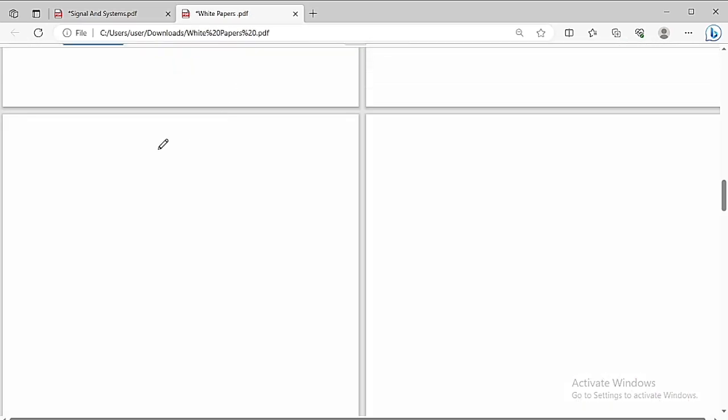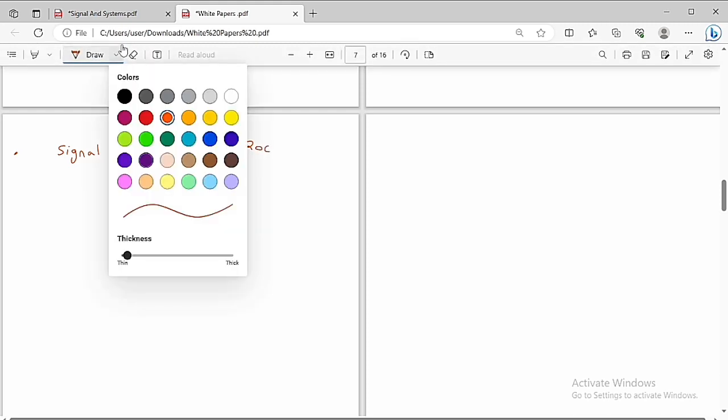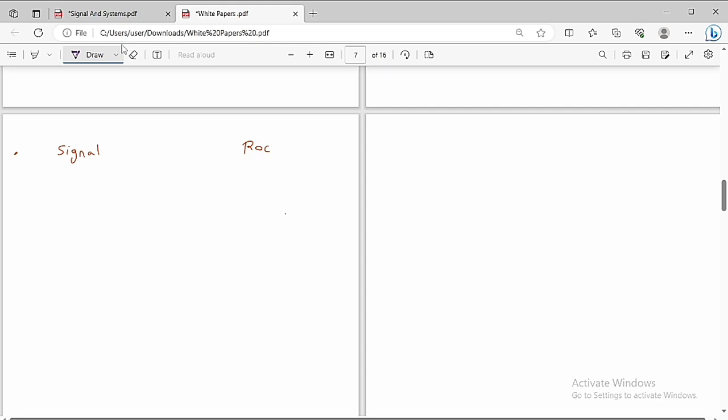Here let me tell you the signal and its corresponding ROC. As I already told you, but let me repeat. Suppose the signal is a right-sided signal. Right-sided signal means f of t is equal to 0 for t less than 0. For this signal, the ROC is toward the right side. Similarly, for a left-sided signal, f of t is equal to 0 for t greater than 0, and for this signal, the ROC is toward the left side.